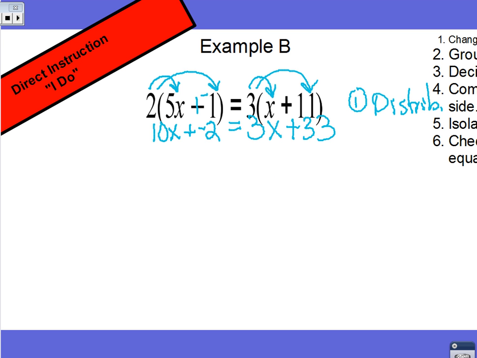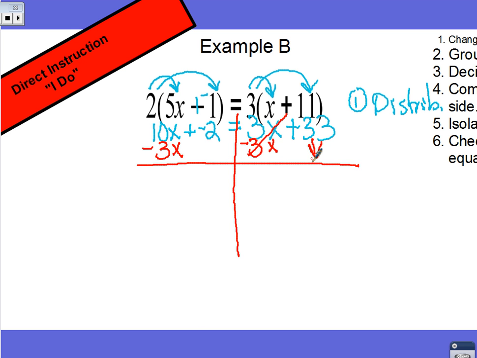Now I'm going to do this just like I did the last problem. I'm going to move my variable to the right-hand side by adding the opposite. I guess I'm moving my right-hand variable to the left-hand side. I apologize for that. So the opposite of 3x is negative 3x. So I'm going to add negative 3x to both sides, taking care to line up my like terms. This is gone. This is just coming straight down.